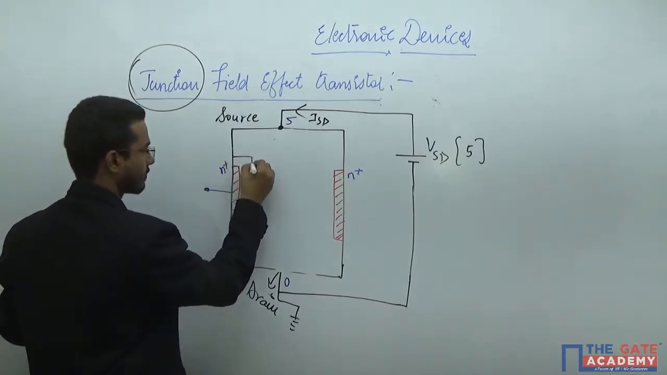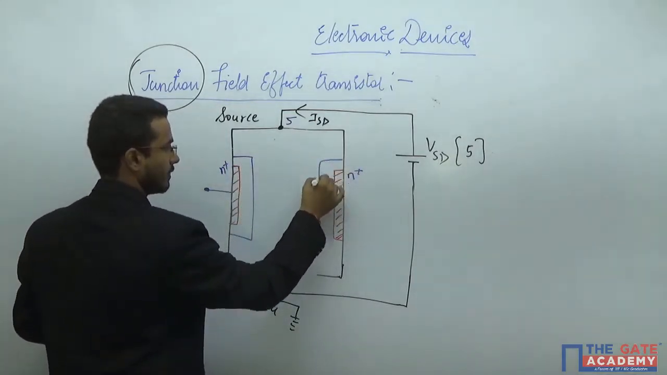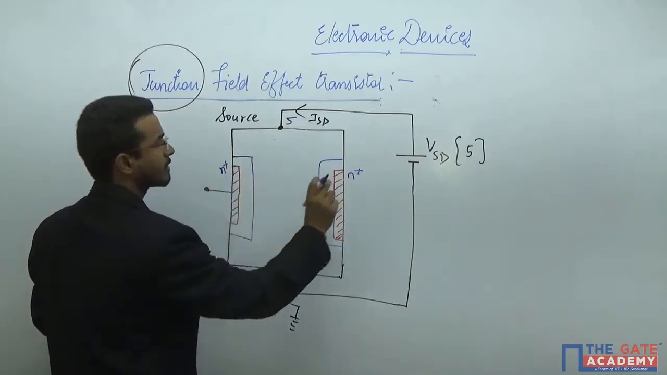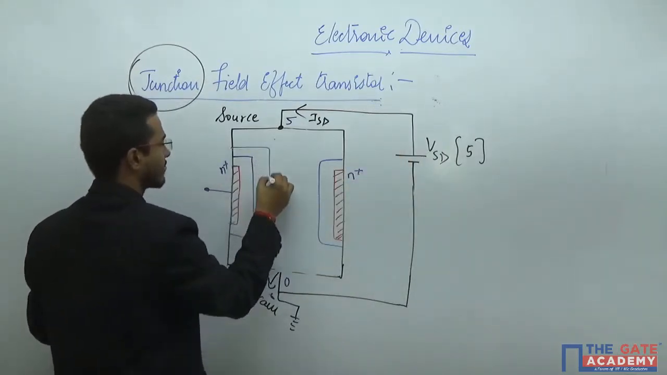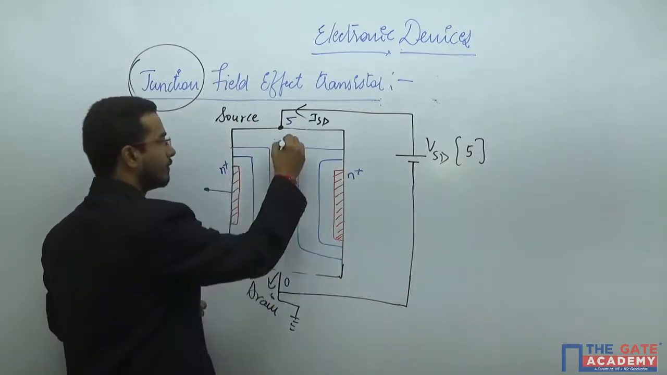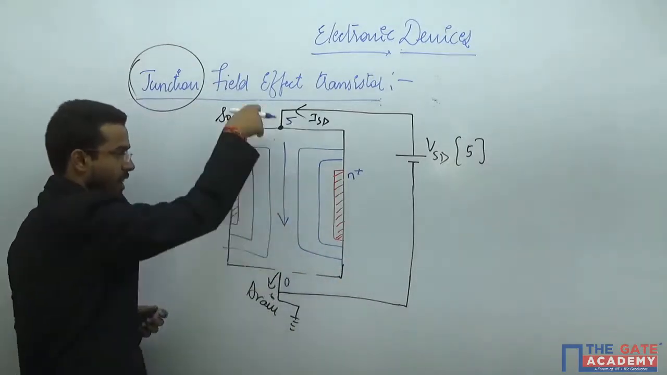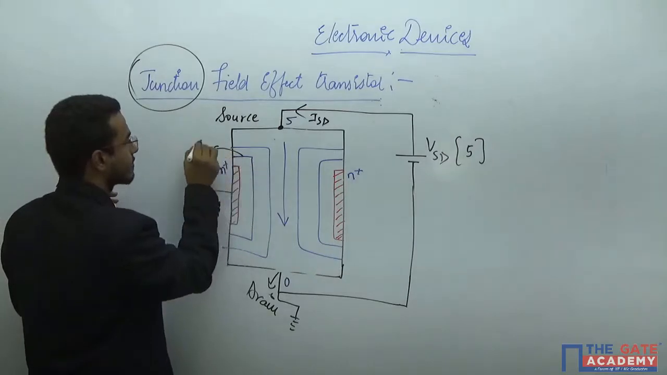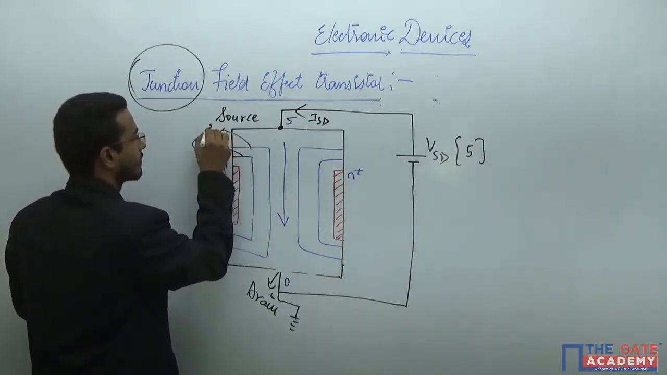So you will get a uniform depletion region. As you keep on increasing this, you will get such a type of device, and you will get the current in the downward direction. So this is the first case and this is the second case.